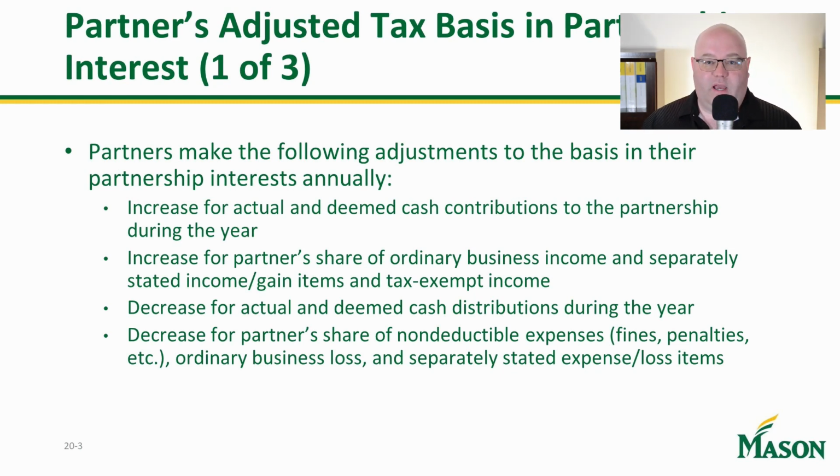So, again, if it's something that you actually manage very well, you don't have to worry about this. Then you also have partners increase for share of ordinary business income as separately stated items and tax exempt income. Now, the tax exempt income actually throws people for a loop. They kind of go, wait a minute, hold on a second. So let me see if I got this straight. If my share of the tax exempt income is $1,000, why do I get to increase my basis by it? And here's why.